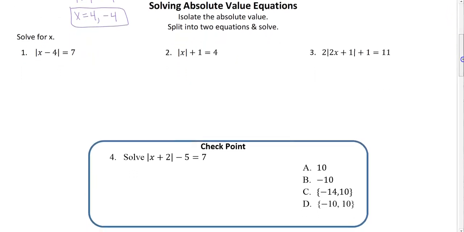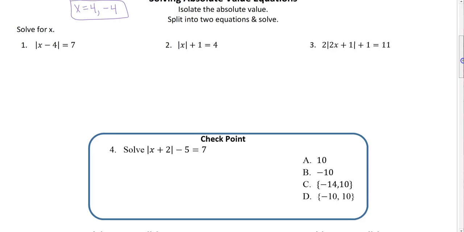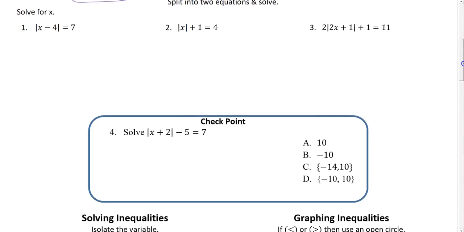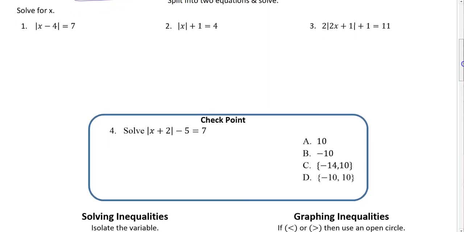To solve an absolute value equation, we will isolate the absolute value, and then we will split it into two equations, one equal to a positive and one equal to a negative. When we solve, we get two answers.